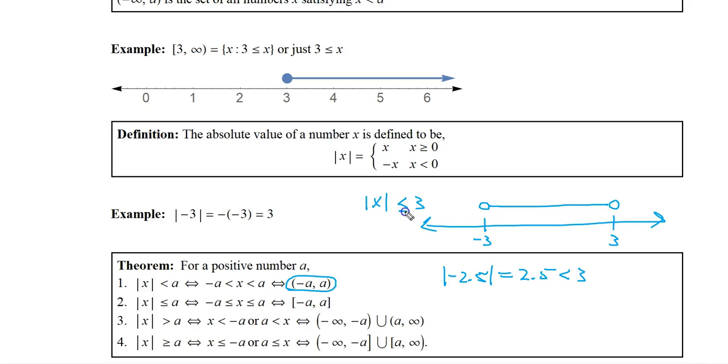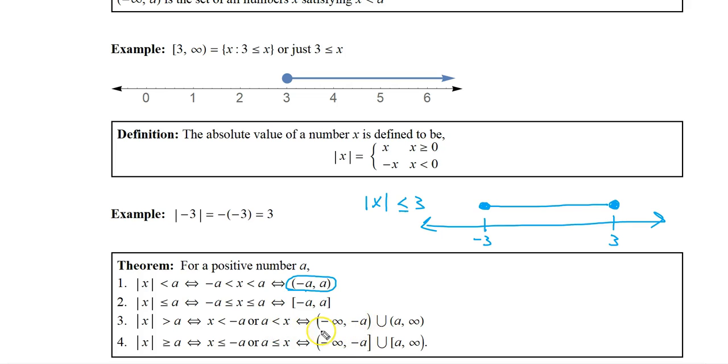And if we put a less than or equal to here, all we have to do is fill in those circles there. Now we also have these two definitions down here, 3 and 4, or results I should say. If we want to find all the numbers x whose absolute value is bigger than a, that's going to be all the numbers x that are less than -a or greater than +a.